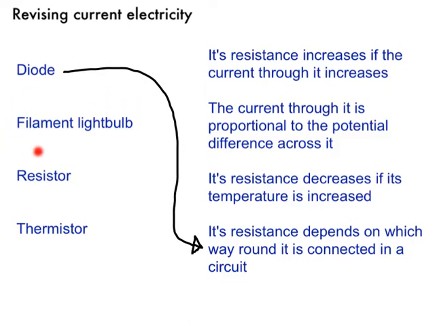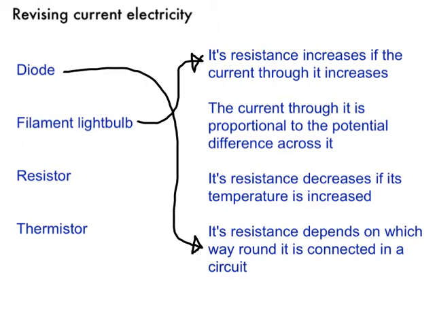Okay, the next one, a filament light bulb. Well, we know that a filament light bulb has got variable resistance in it. If you increase the potential difference and keep increasing it, it's going to increase the current that flows, and as that current increases, the filament light bulb is going to get hotter, and that's going to increase the resistance. So for a filament light bulb, we should have said its resistance increases if the current through it increases. The increased current causes the particles to vibrate more because they're getting hotter because there's more things bumping into them, basically.